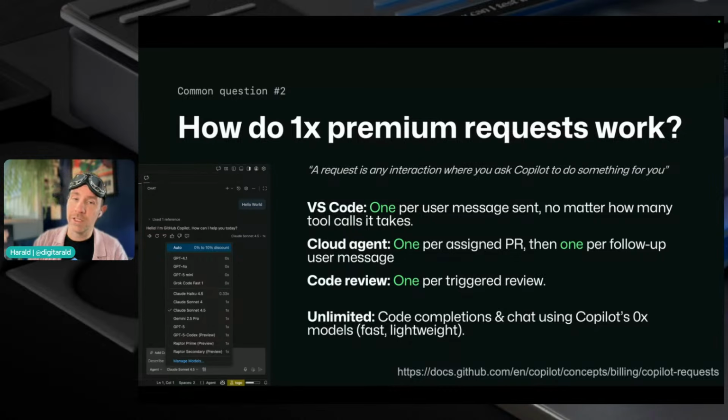And for a cloud agent, it's one assignment to a PR. So the cloud agent will start work and planning and then provide the first patch and then ask for review. That's one premium request. And then if you give it follow-up feedback, that's another follow-up user message, so that's not a premium request. For code review, it's one per triggered review. And code completions, chat, and the 0x models we have in Copilot are unlimited for enterprise users.